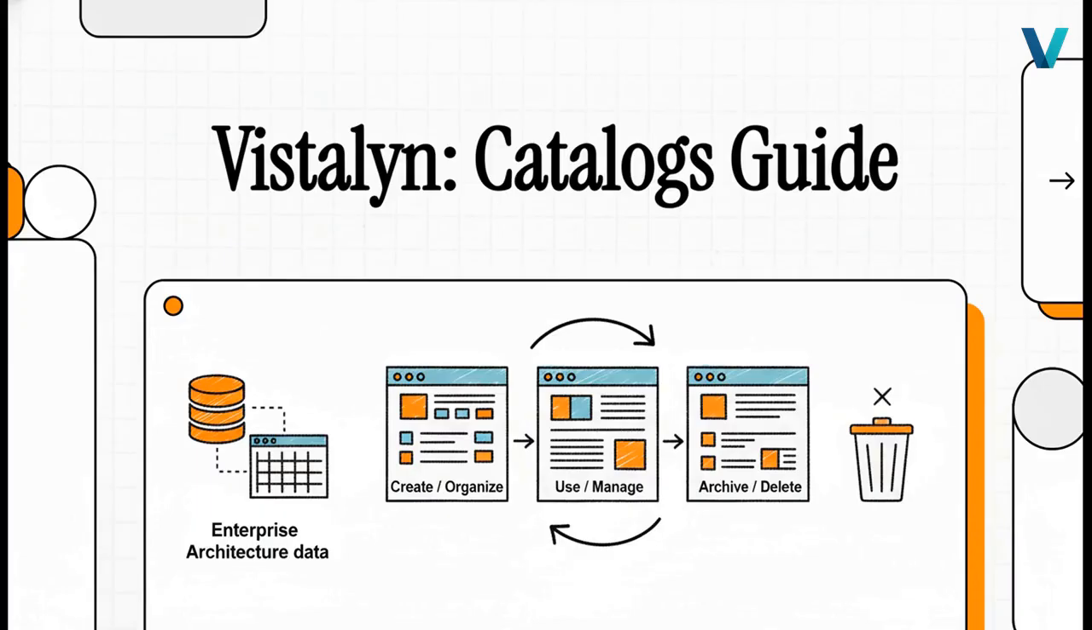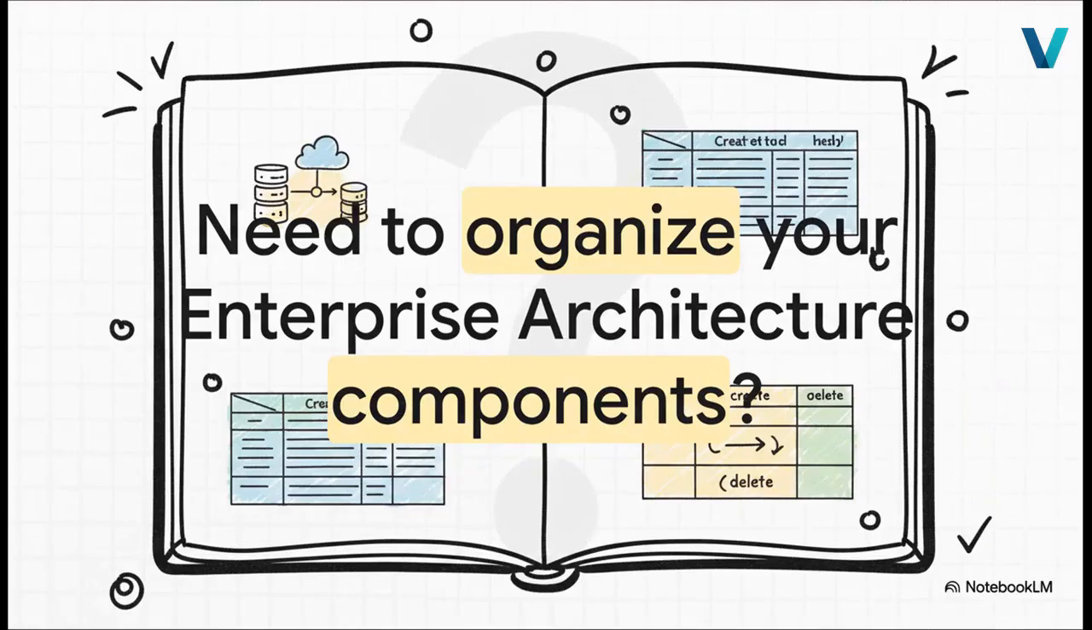If you've been looking for a way to really bring some order and clarity to your enterprise architecture, well, you've definitely come to the right place. Let's dive right in. So, does this look familiar? That kind of tangled web of applications, databases, and servers? If your whole enterprise architecture setup feels scattered and just hard to get a handle on, you are definitely not alone. And that's exactly the problem Vistalyn catalogs were built to solve. They bring some serious order to all that chaos.